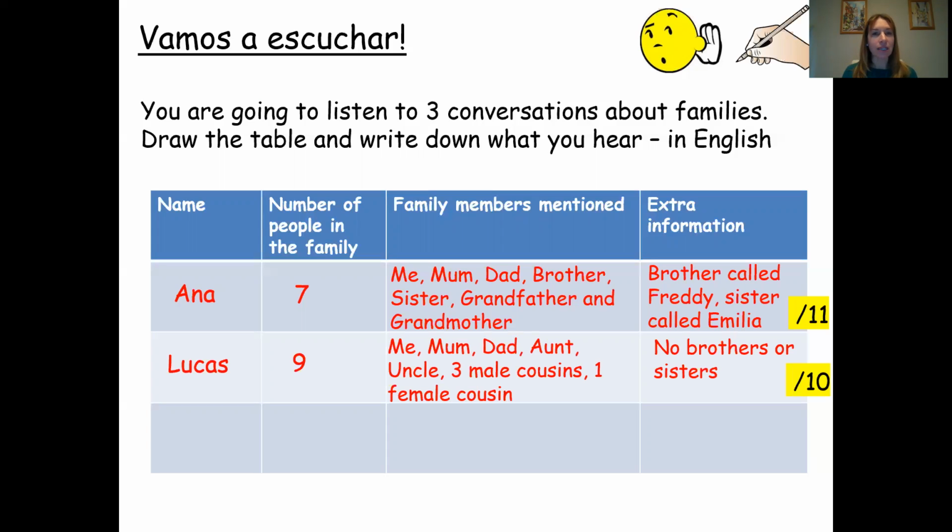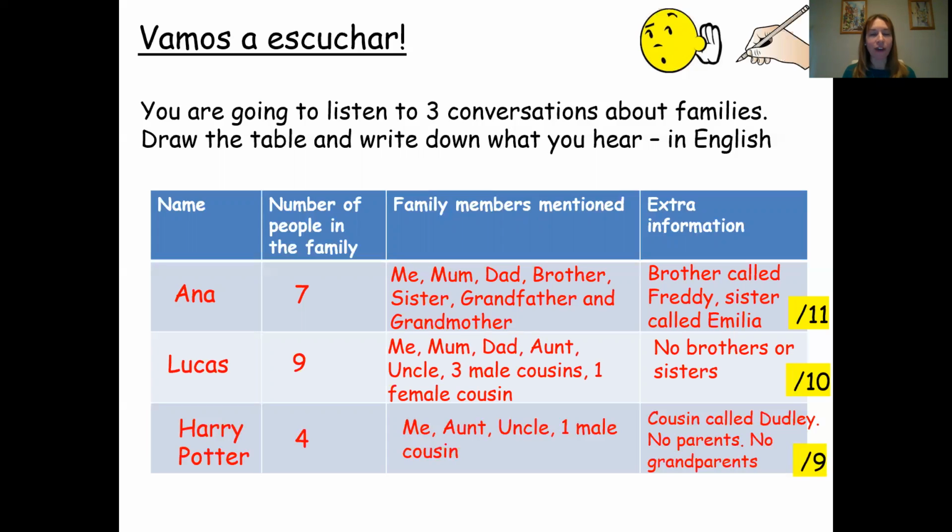Next one is Lucas. There are 9 people in his family. The family members mentioned, me, mum, dad, aunt, uncle, 3 male cousins and 1 female cousin. And the extra information, there were no brothers or sisters. Give yourself a mark out of 10 for that one.